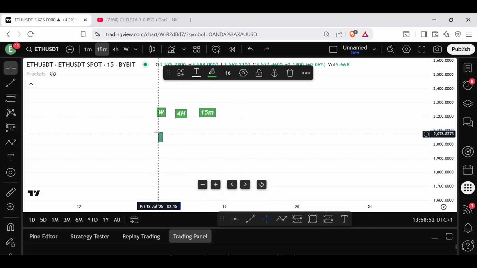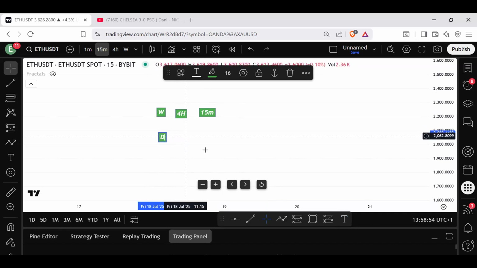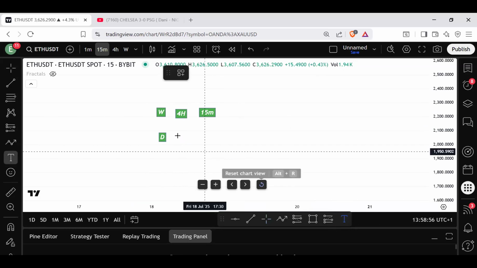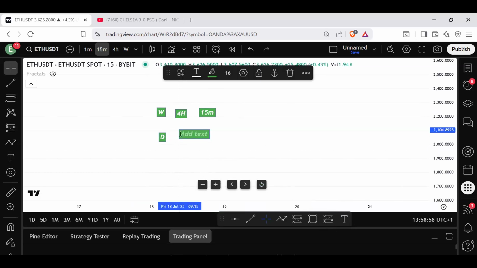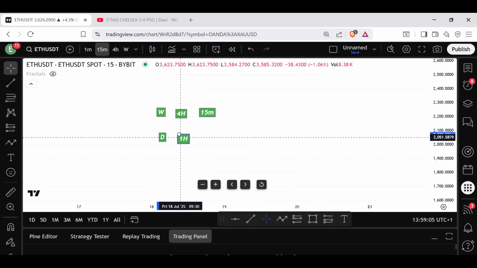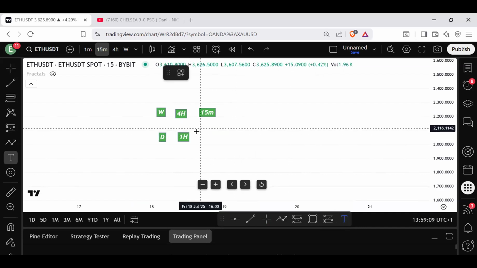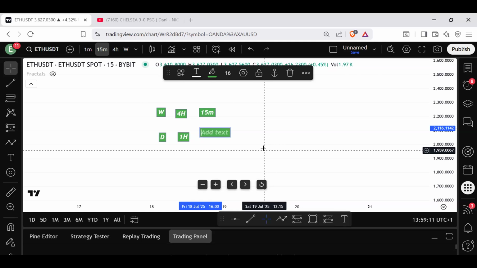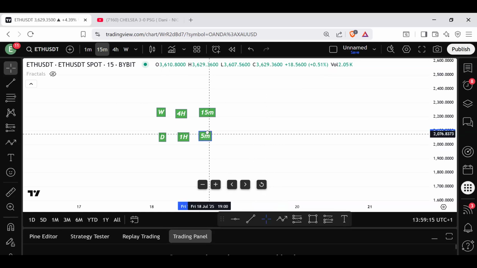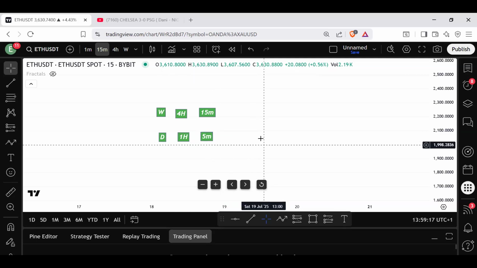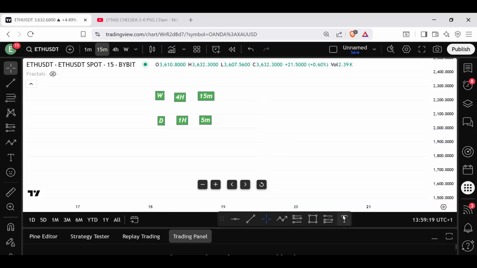Because I'm very comfortable in daily. Most of the charts, the daily time frame is giving me good ideas. If you are using daily, then 1 hour will be your middle and your entry confirmation time frame will be 5 minutes. Daily, 1 hour, 5 minutes. I see. That's a combination.